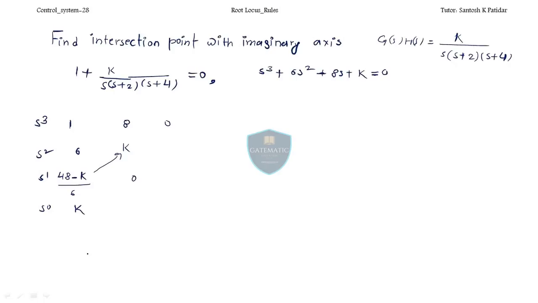Now, what is the next step? The next step is, we have to find the K value for marginal stability. When the system is marginally stable, this term is 0, isn't it? This will become row zero. So, 48 minus K divided by 6 should be 0. So, K should be 48. This is the marginal stability concept.